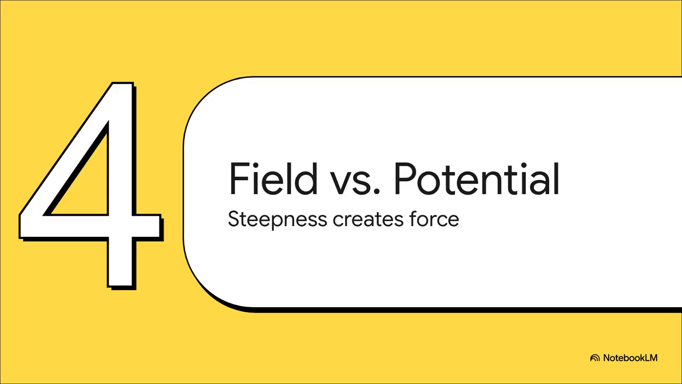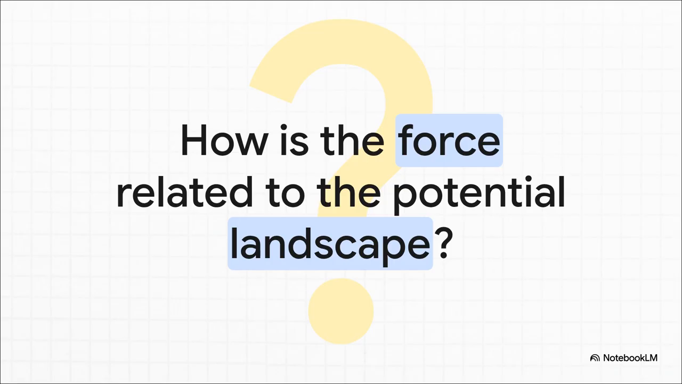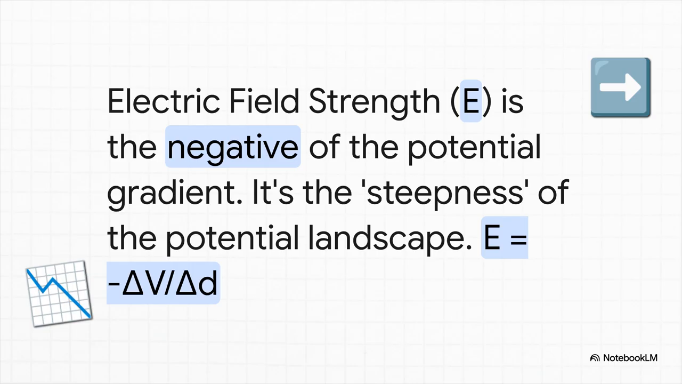How does the steepness of the hill create a real push or pull? So let's just ask it directly. If potential is the height of the landscape, what part of it determines the force that's pushing a charge? How are the electric field and this potential landscape actually related? The answer is the gradient. Or, to put it simply, the steepness.